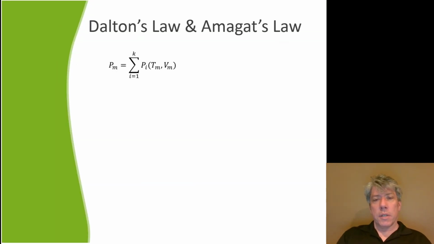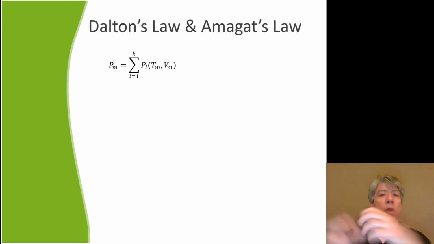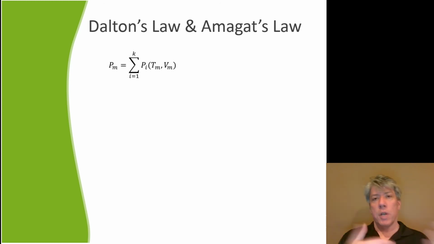Now, turning our attention to a little bit different idea, we'll talk about Dalton's Law first. And Dalton's Law simply states that for an ideal gas, the total pressure of a mixture is just the sum of the partial pressures of all the constituents in the gas. Now, the partial pressures will depend on the temperature and volume of the whole mixture, right? But the total pressure will just be a sum of the pressure contributions from all of the different species.